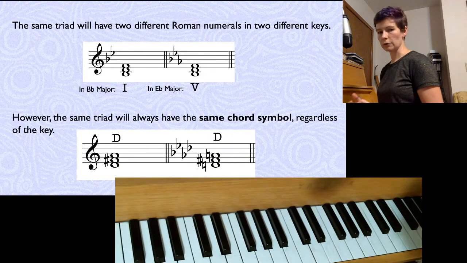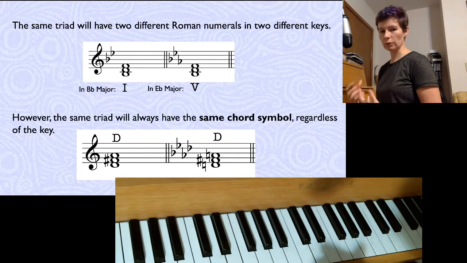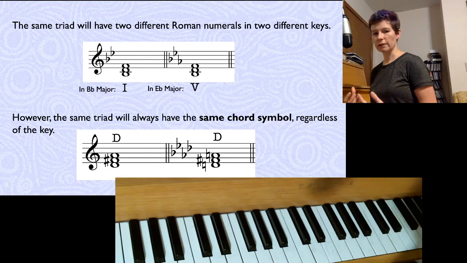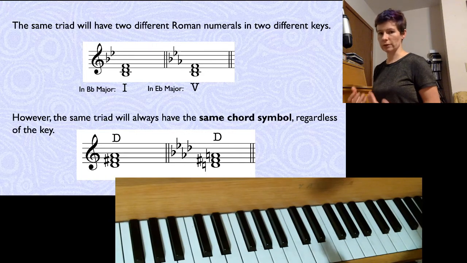Roman numerals refer to function. They mean go to this scale degree in the scale and build a chord. And it will always be built like this because that's how the scale works. So the reverse of that means that the same triad will have 2 different Roman numerals in 2 different keys because it does 2 different jobs and it would be built on 2 different scale degrees.